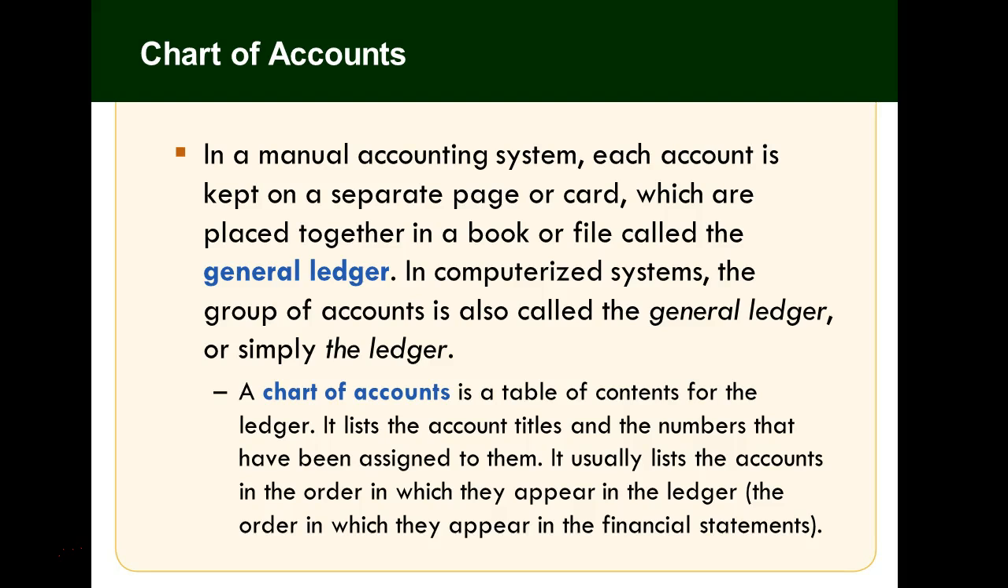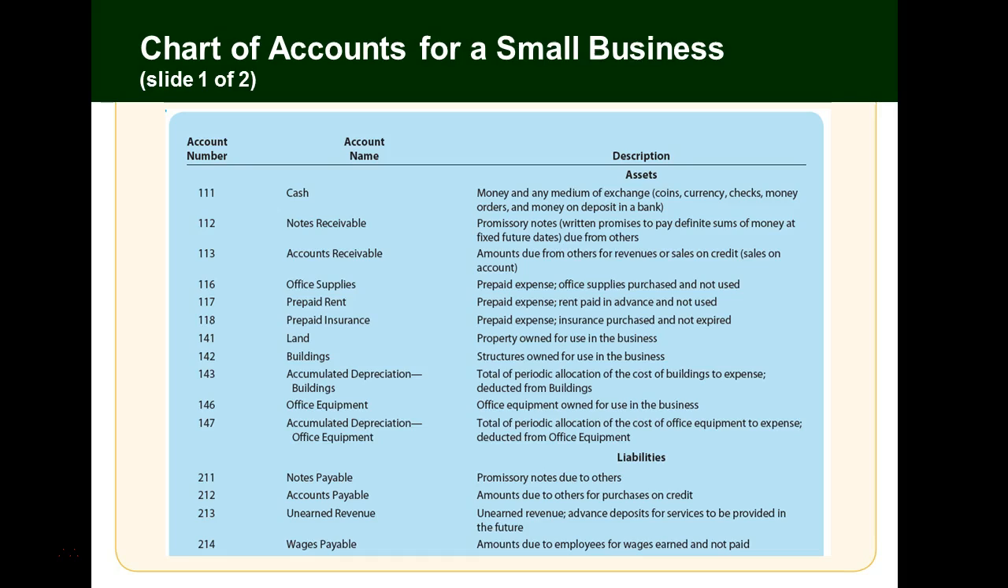The chart of accounts is a table of contents for the ledger. It lists all the account titles and the numbers that have been assigned to each account. It usually lists the accounts in the order in which they appear in the ledger. So we'll talk about that as we get closer to it.